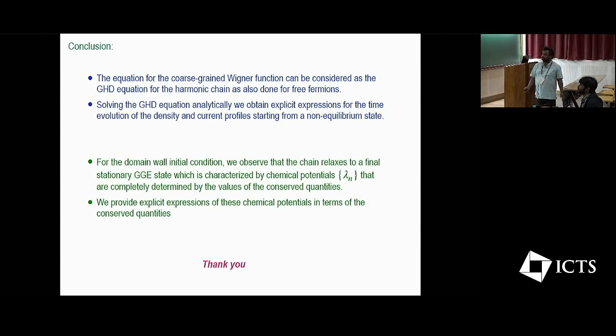We considered a particular initial condition, which is the domain-wall initial condition. We observed that the chain relaxes to the final GGE state, which can be characterized by chemical potentials. In finite size systems, it approaches as 1 over square root t. All the conserved quantities approach the equilibrium values as 1 over square root t, which I did not discuss. And we can also find an explicit expression of the final state.